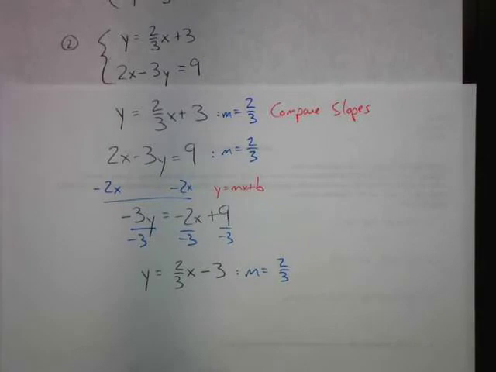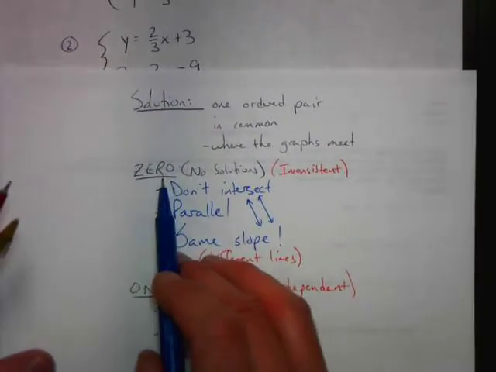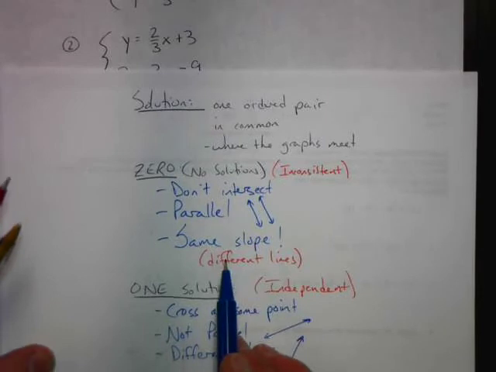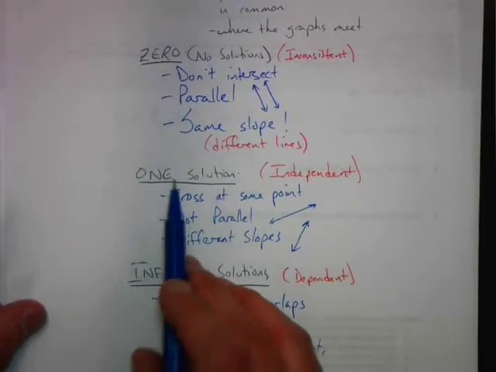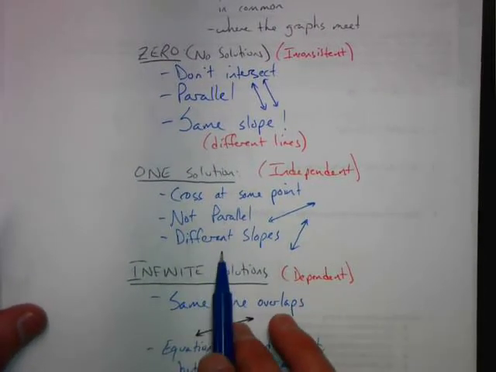Now what does this mean for the question? Remember the question: 0 solutions, 1 solution, infinitely many solutions. Go back to the notes. If it's 0 solutions, they're parallel, they have the same slope. If there's 1 solution, they cross, they have different slopes.